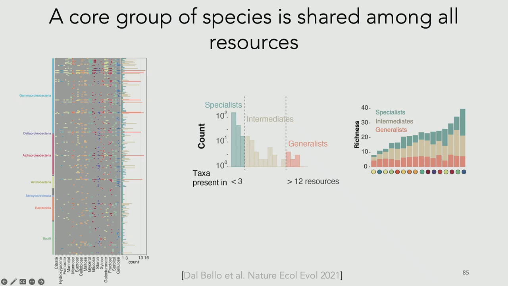So basically, the distribution of species, which can be identified as habitat generalists if they are found in every single resource, or habitat specialists if they are found in one or a few resources, kind of mirrors the distribution of metabolites. And this was our idea to try to understand.